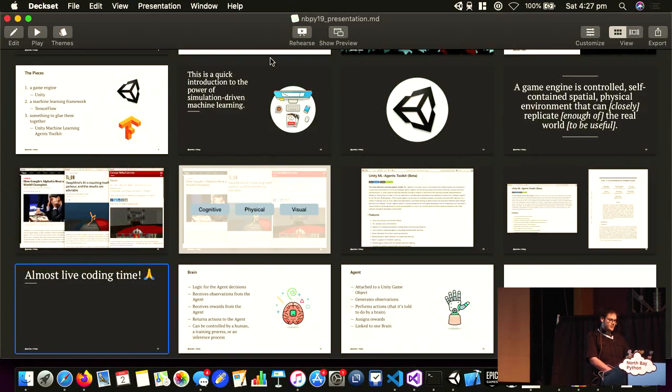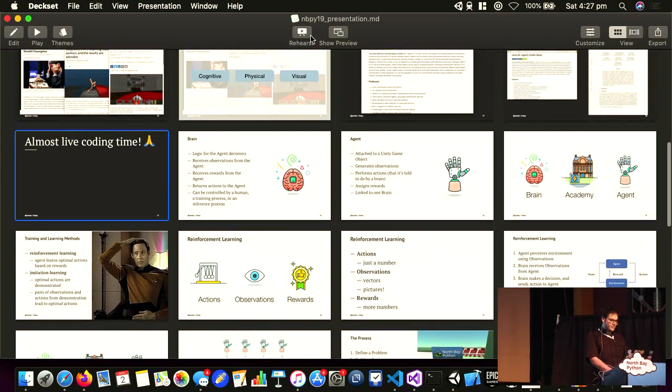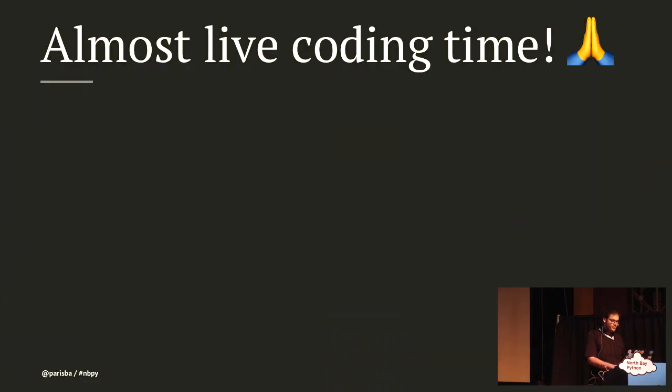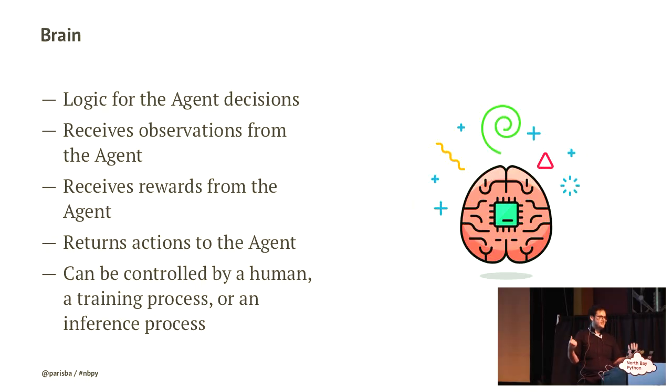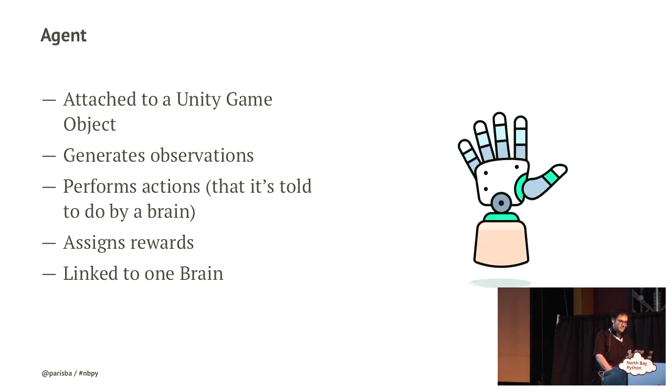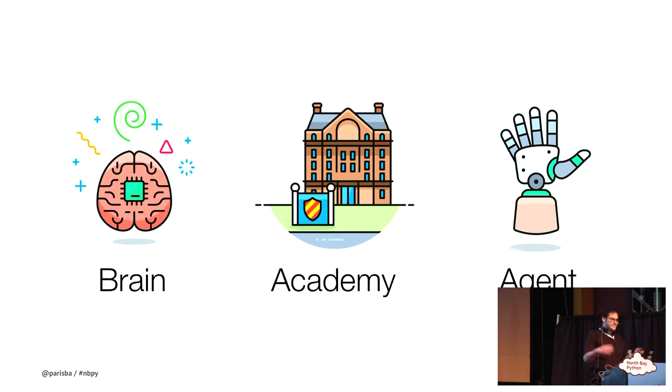I'm going to go back to my slides and quickly finish. So the brain is the thing that encapsulates logic. You can swap a brain out for being controlled by a human, or you can route your brain to Python to be controlled by either a neural net you've trained or for training purposes. It's really powerful. The agent is a thing inside Unity, which is the thing you're controlling with your brain. It assigns rewards, it's linked to a brain, it performs actions. So the agent in this case was the robot, the hands, the spider bot, the car. Hopefully that makes sense.